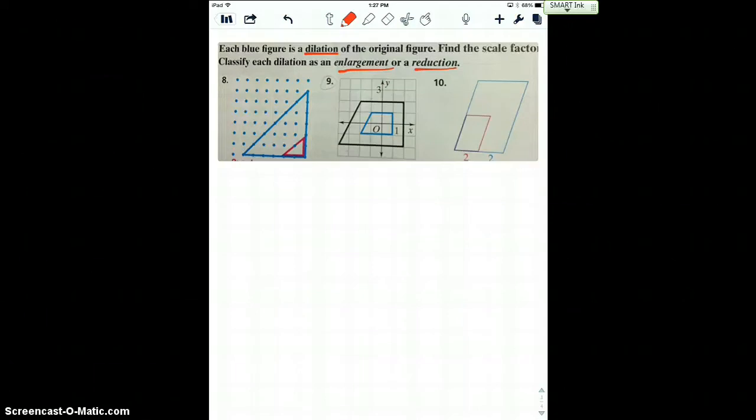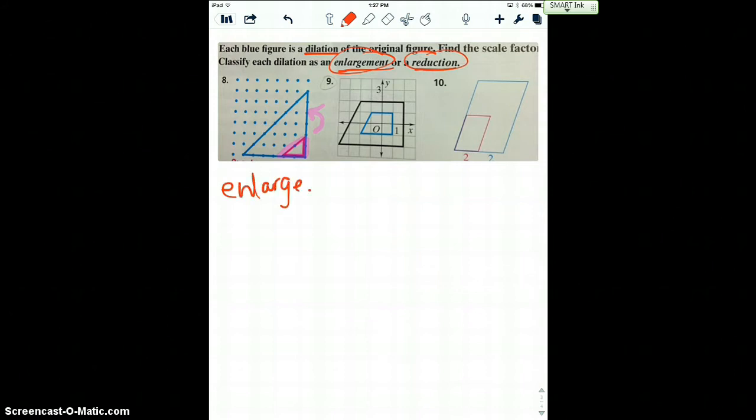The blue figure is a dilation of the original figure. So here I know the original is this smaller triangle. And the dilation, it gets morphed into the blue. So I can tell which one do you think it is, enlargement or reduction? Well, it got bigger, so it's an enlargement.